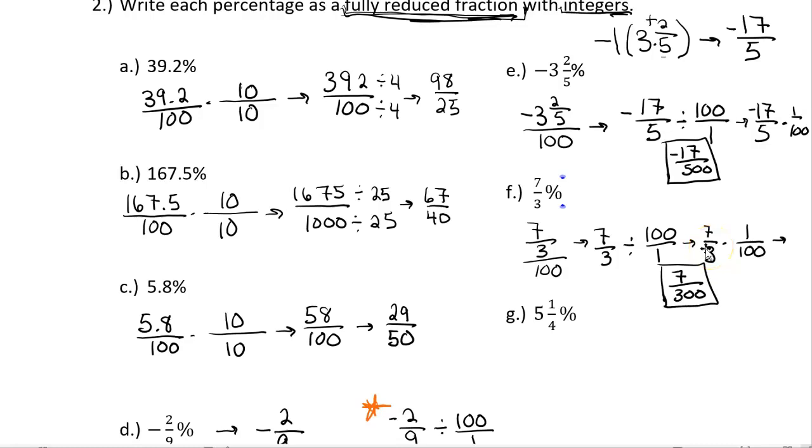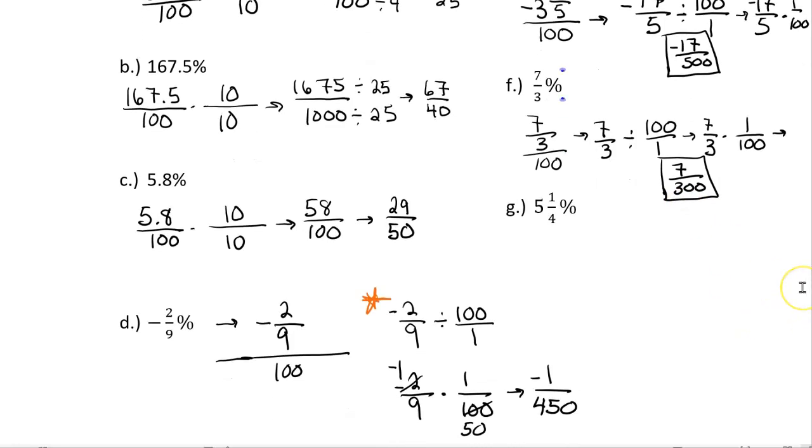Okay, and then the last one. So let's see, we previously did a mixed number that was in E. We have to convert that to an improper fraction first. So that's what I'm going to do. So 4 times 5 is 20, plus 1 is 21. So I get 21 over 4.